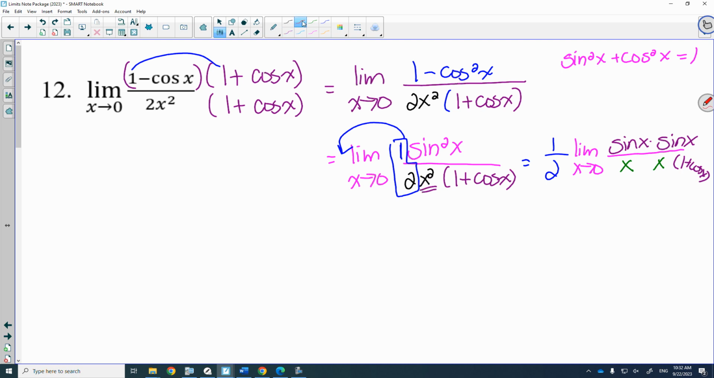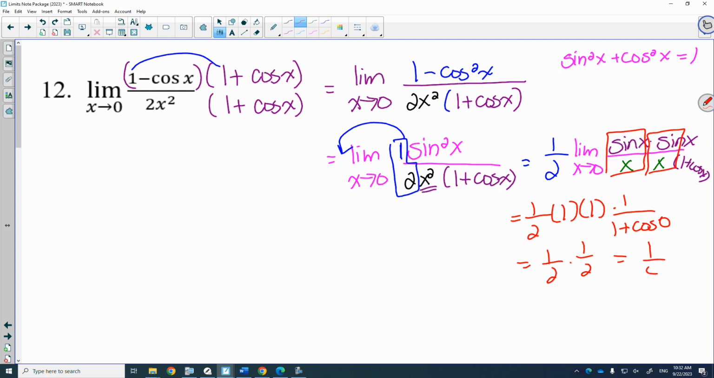Okay, this is equal to 1. This is equal to 1. So what I have is 1/2 times 1 times 1 times 1 over 1 plus cos of 0. 1/2 times 1 times 1 is 1/2. Cos of 0 is 1. So 1 plus 1 is 2. This answer is also 1 over 4.